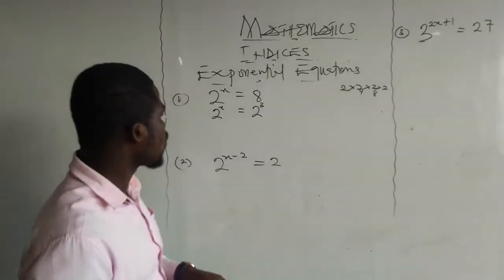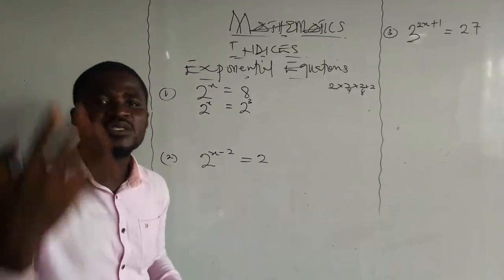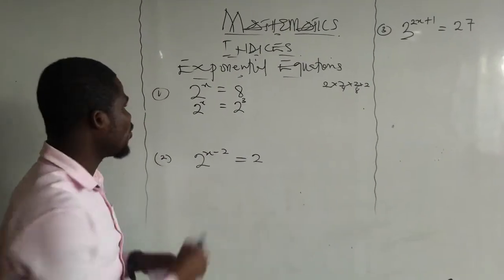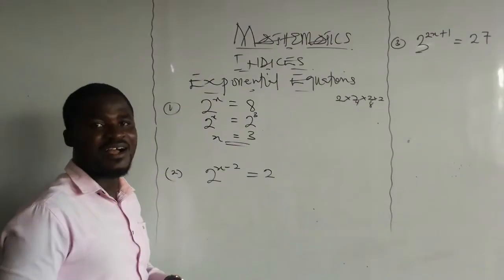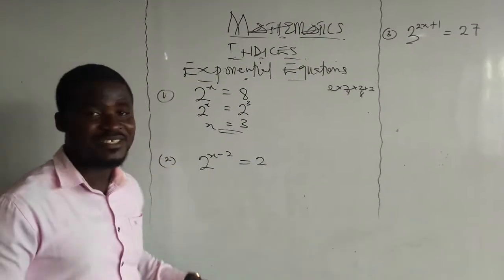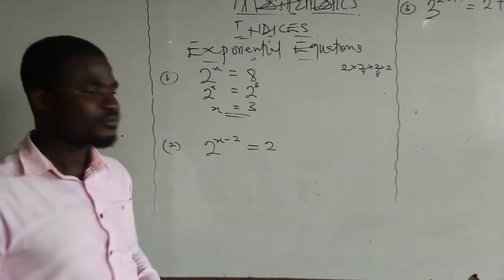Good. So the law says that whenever the bases are the same, we should equate the exponents. So x is equal to 3. So this is our final answer. And we are getting the steps. That's good. Now let's try the second example.